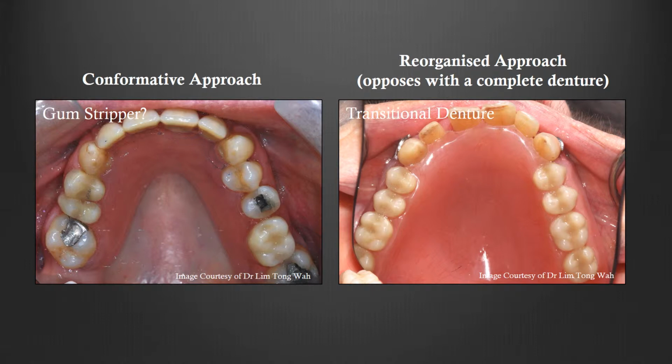This image is illustrating the iatrogenic effects of selecting a mucosally supported design. Sometimes, the term gum stripper is used. The partial denture on the right side was fabricated using reorganized approach at centric relation, due to the denture opposing a mandibular complete denture.